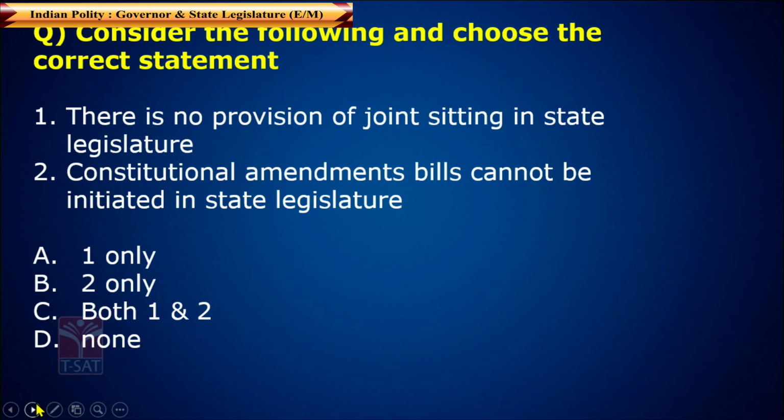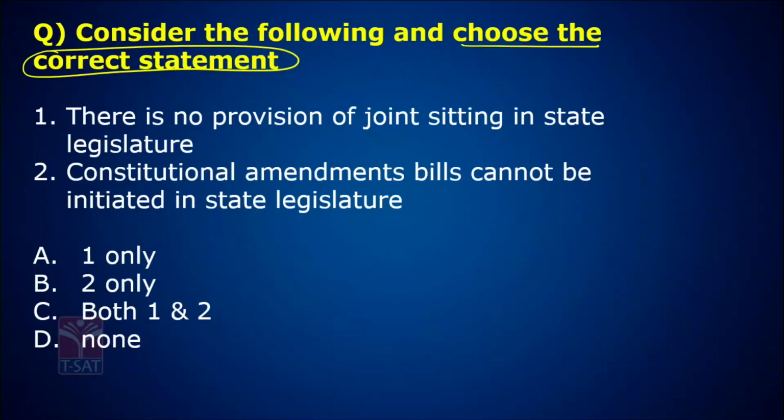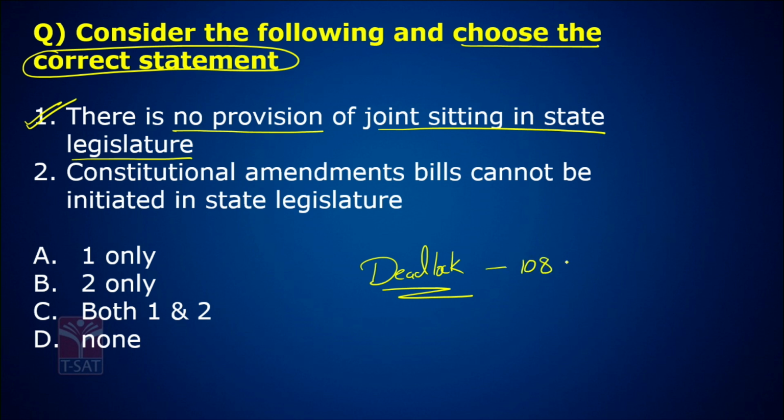Consider the following and choose the correct statement. Okay, now look at the screen. Very, very important. There is no provision of joint sitting in the state legislature. Correct. In case of a deadlock, as per Article 108, there is a joint sitting of the Parliament for Parliament bills. But in case of a deadlock in the state legislature, there is no provision of joint sitting.